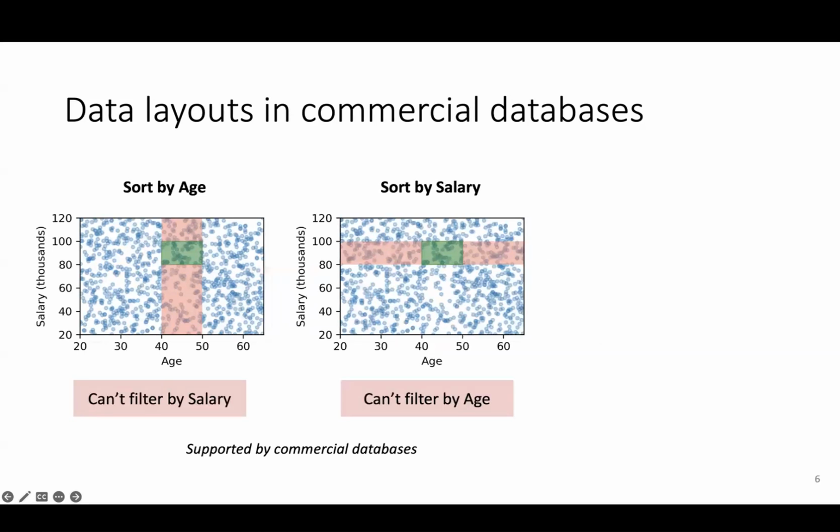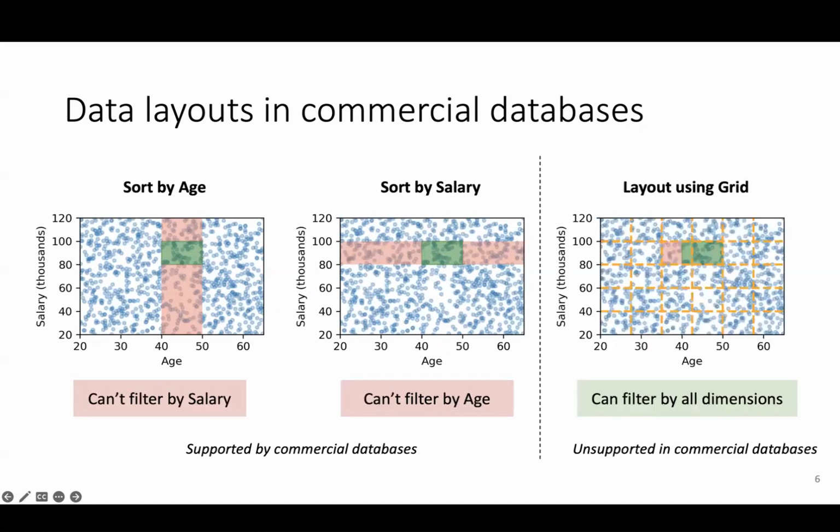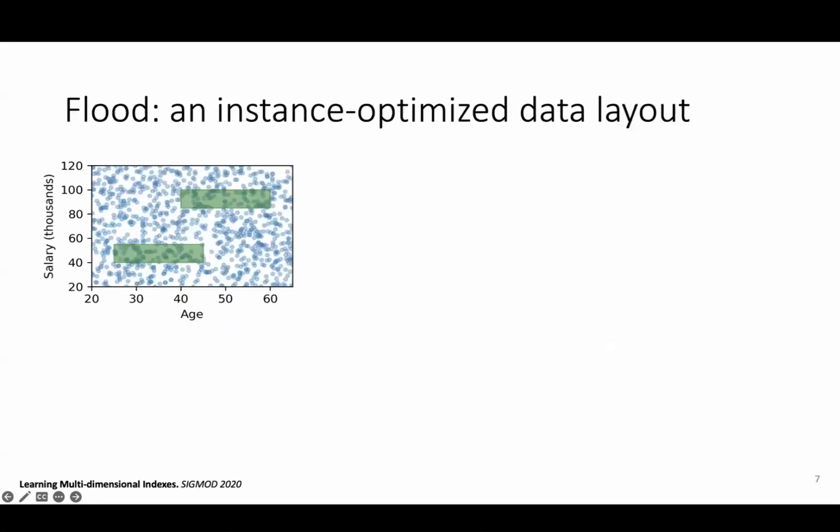So instead of sorting by a single dimension, we can imagine a data layout based on a multidimensional grid, in which points in the same grid cell are clustered together physically. This enables us to find the desired data with much less scanning by restricting our scan along multiple dimensions simultaneously. Now, it would be hard for a database administrator to manually select the best grid layout, since it requires carefully selecting how many partitions to create in each dimension.